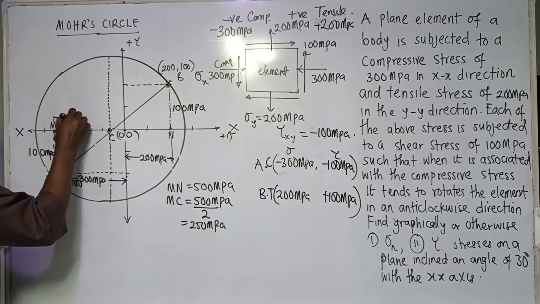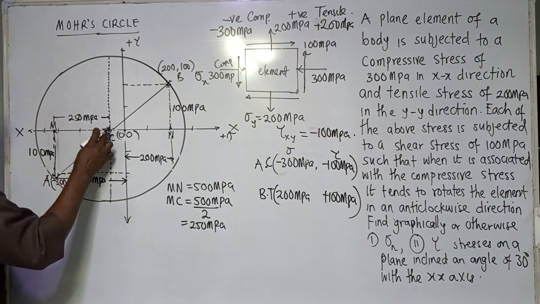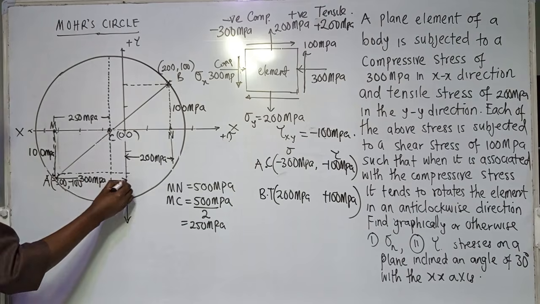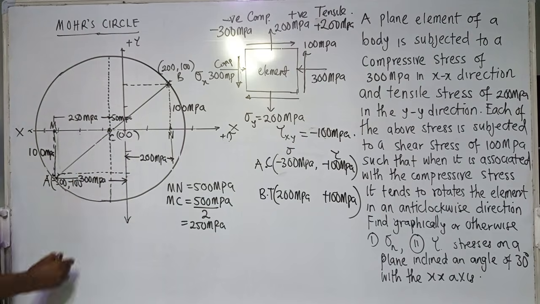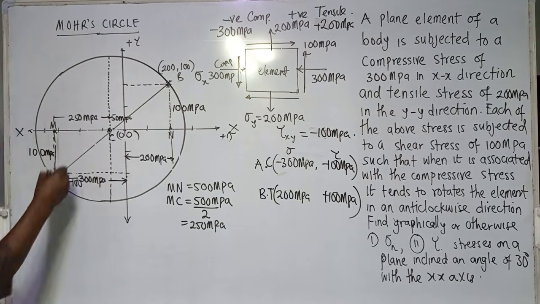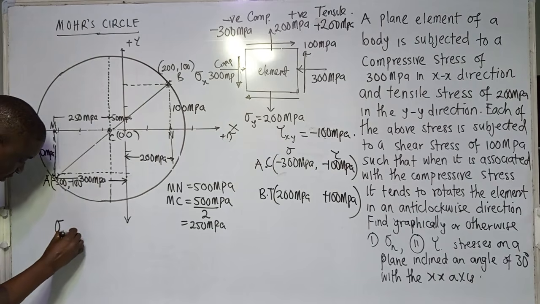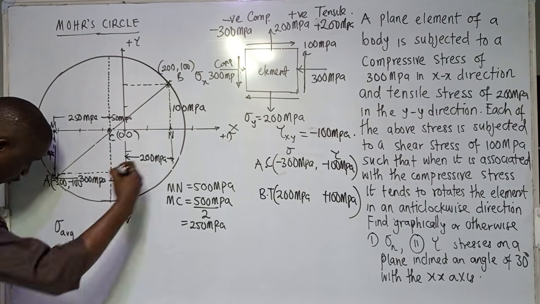So from there to this place is 250 megapascal. So if from here to here is 250, that means what we have here will not be... because from here to here is 300, here will be what? 50 megapascal, and that is negative because it's already on the negative. So that means we have got one answer there, what we call the average principal stress.